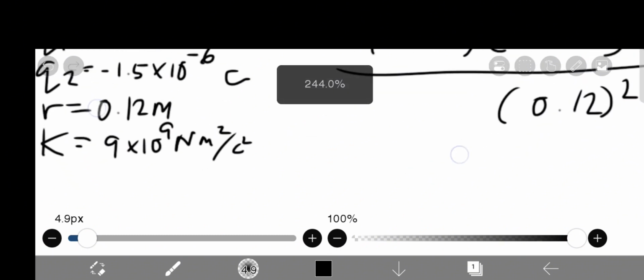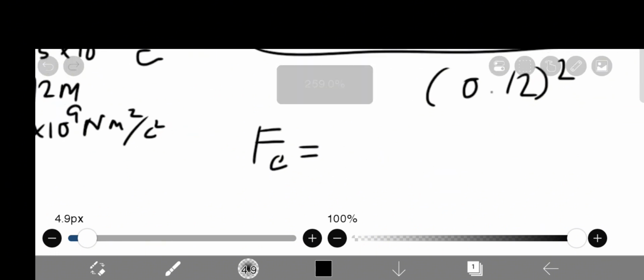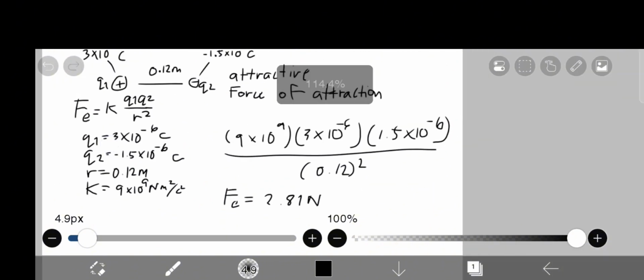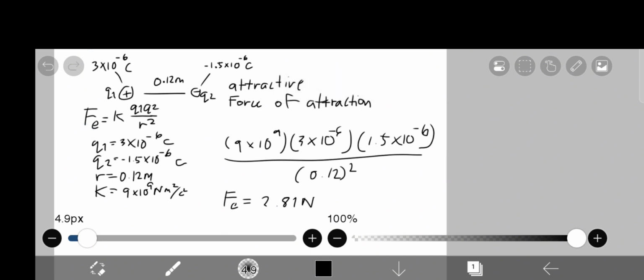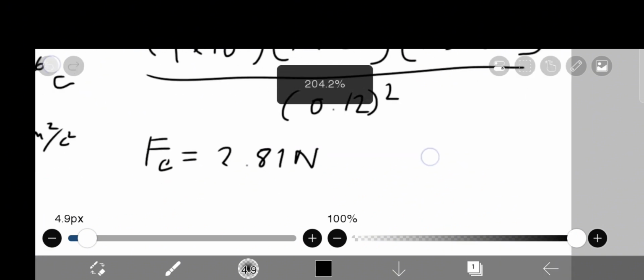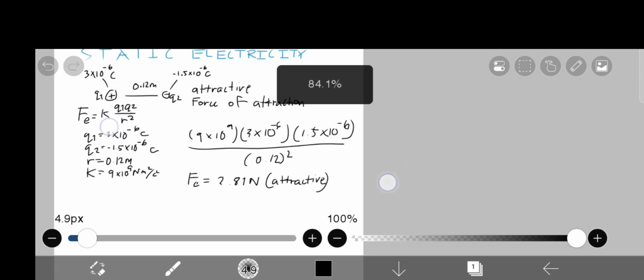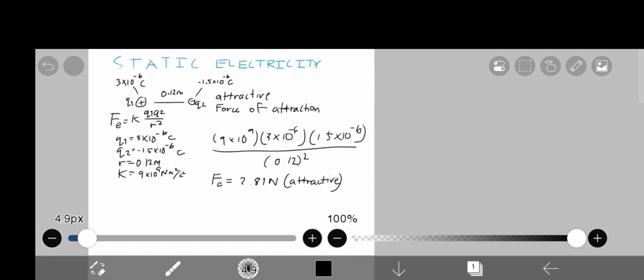And our answer for the Coulomb force, the force of attraction, is 2.81 newtons. That is the force of attraction. Since the charges of the subatomic particles are different, one positive and one negative, this is attractive. That means they will move closer to each other. So the force of attraction is 2.81 newtons, attractive.